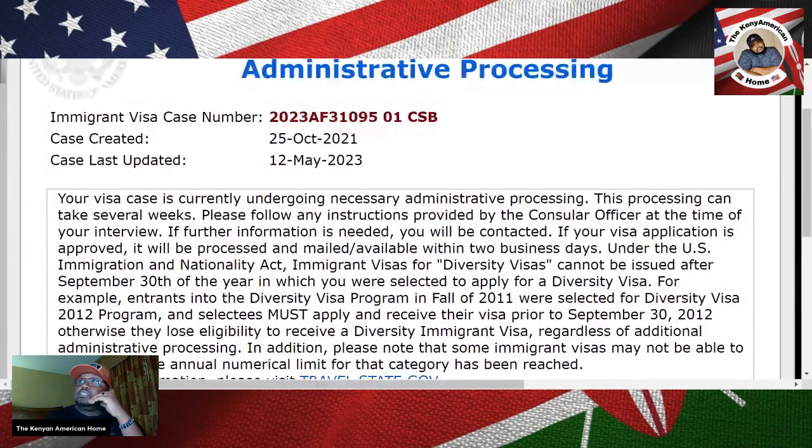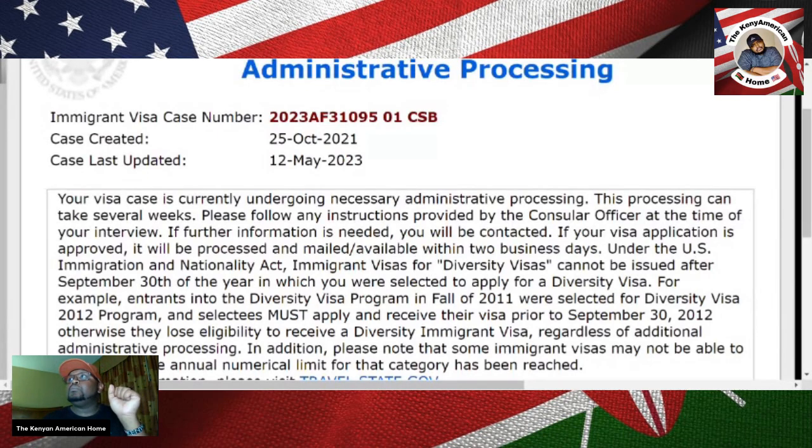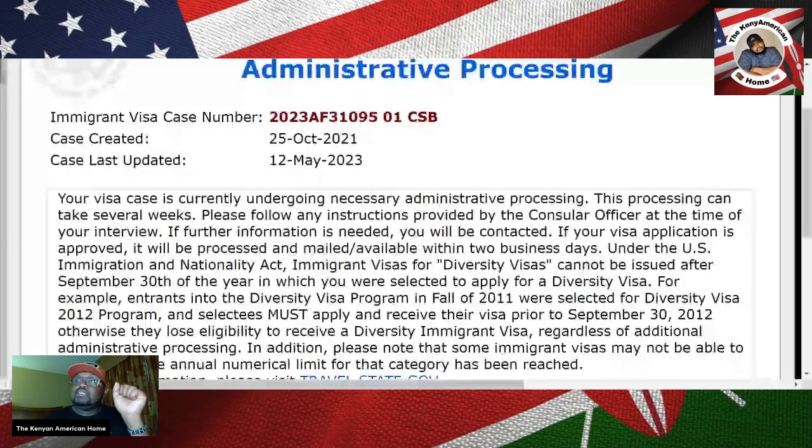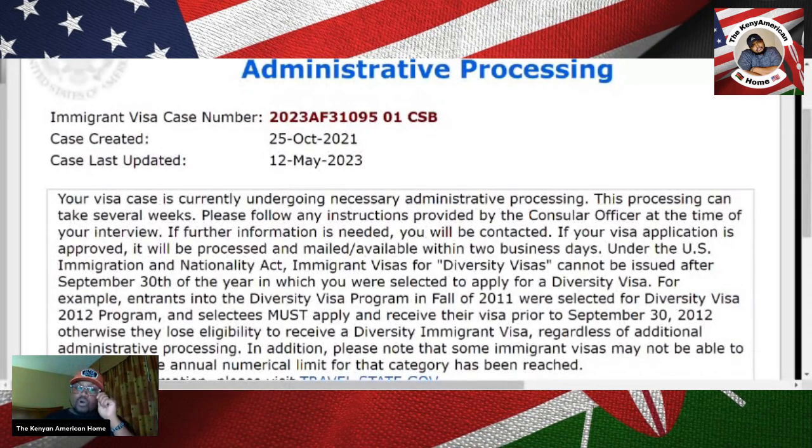One important thing that they say there is, under the U.S. Immigration and Nationality Act, immigrant visas for diversity visas cannot be issued after September 30th of the year in which you were selected to apply for a diversity visa. For example, entrance into the diversity visa program in fall of 2011 was selected for the DV 2012 program, and selectees must apply and receive their visas prior to September 30th, 2012.